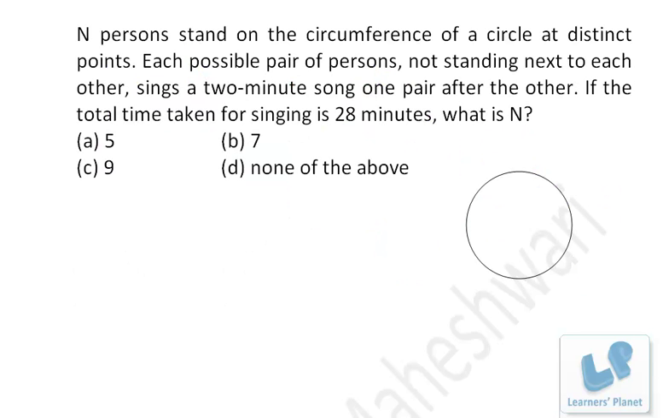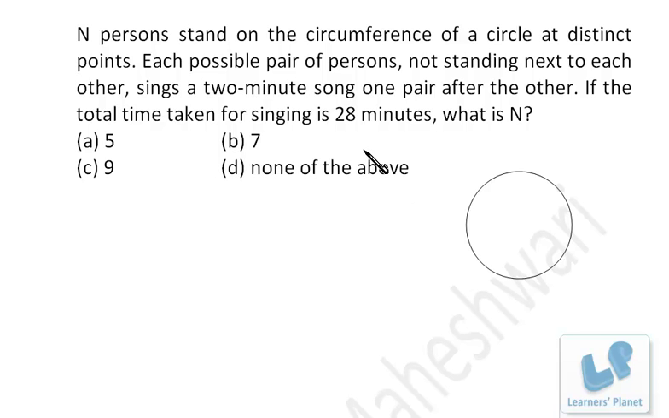Now friends, let's take this problem. This is from previous year CAT papers, precisely from CAT 2004. N persons stand on a circumference of a circle at distinct points. Each possible pair of persons not standing next to each other sings a 2-minute song, one pair after the other. If the total time taken for singing is 28 minutes, what's N? Right? That means we have to calculate the number of persons participating in the event.